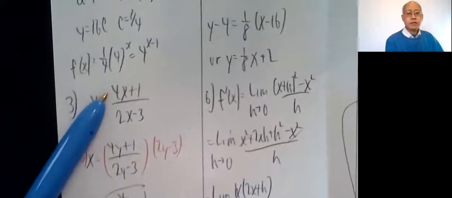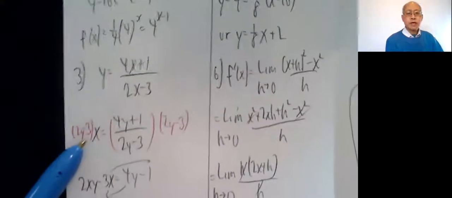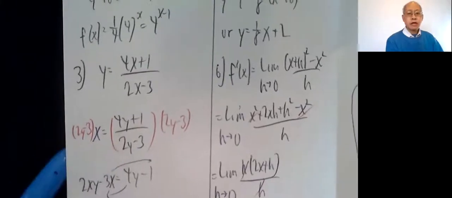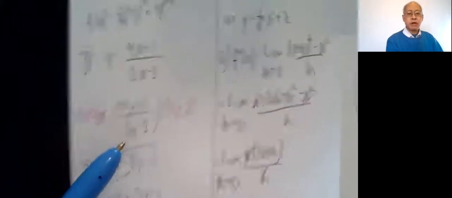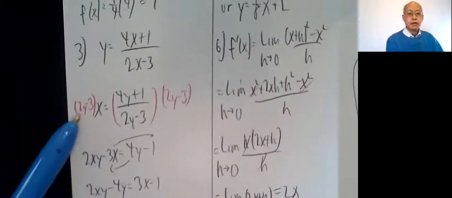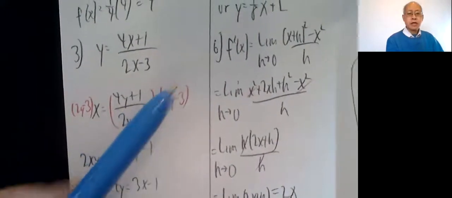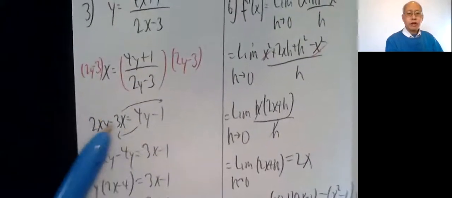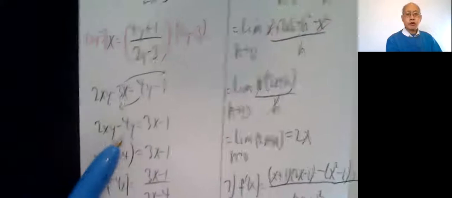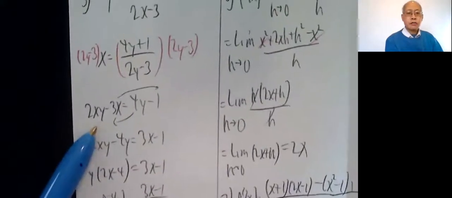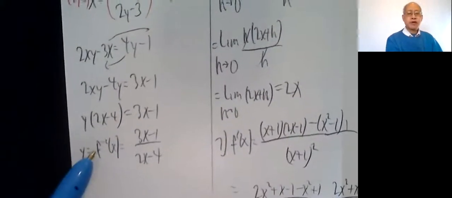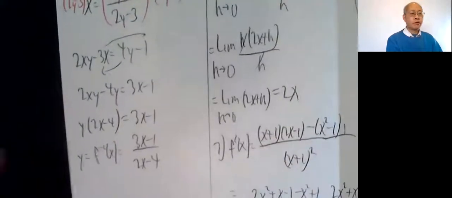Number 3: y equals 4x plus 1 over 2x minus 3. Switch x and y. X equals 4y plus 1 over 2y minus 3. Multiply both sides by 2y minus 3. Distribute here, 2xy minus 3x. This cancels out 4y minus 1. Move the 4y over here, move the 3x over here, so all the y's are on the left side. 2xy minus 4y equals 3x minus 1. Factor out the y and divide by 2x minus 4. F inverse of x is 3x minus 1 over 2x minus 4.